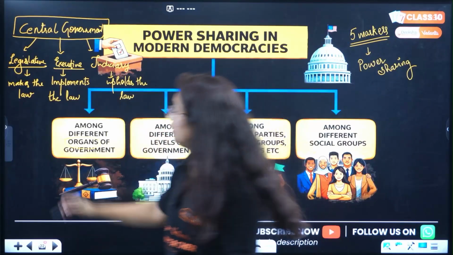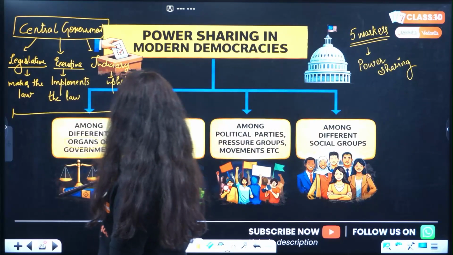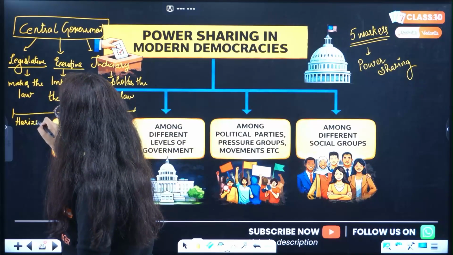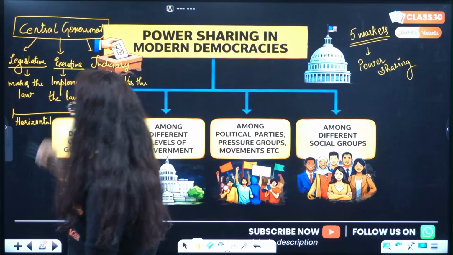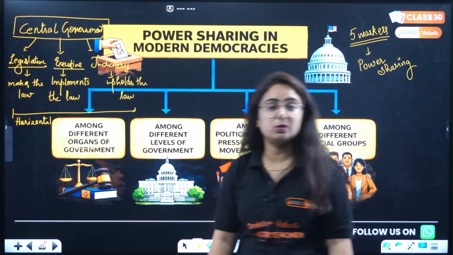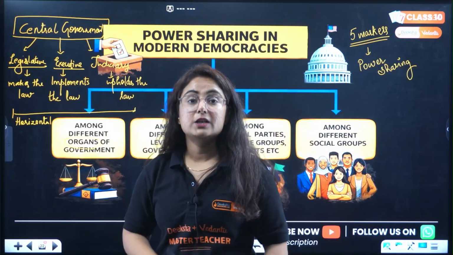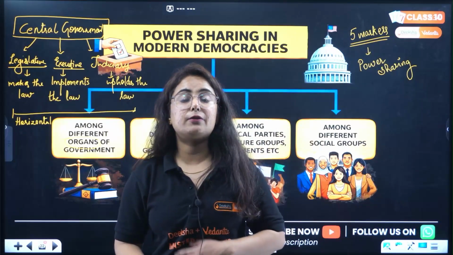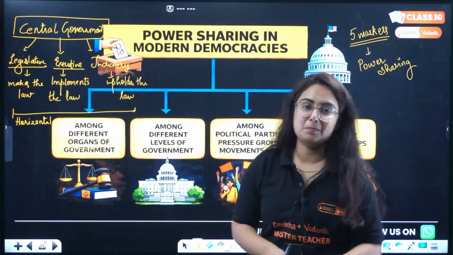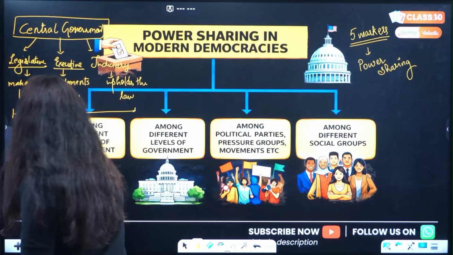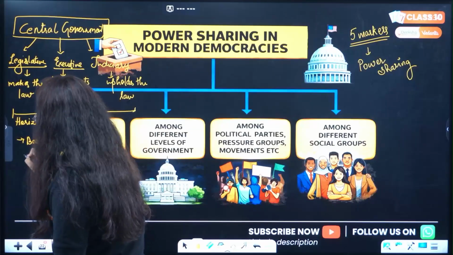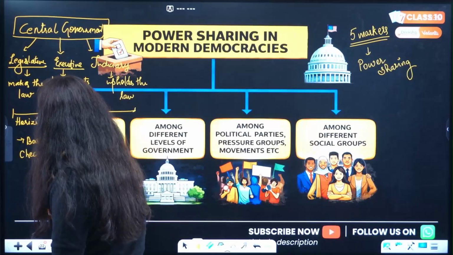Don't you think that this type of power sharing is also known as horizontal sharing of powers? What question will come? Which type is known as horizontal sharing of power? So power when shared among different organs of government is known as horizontal power sharing. It is based on the concept of checks and balances.